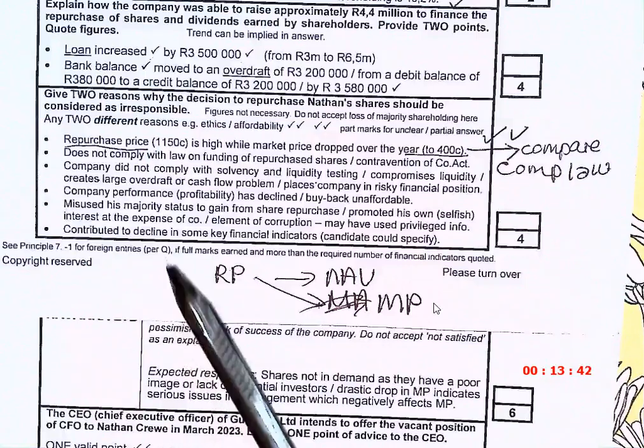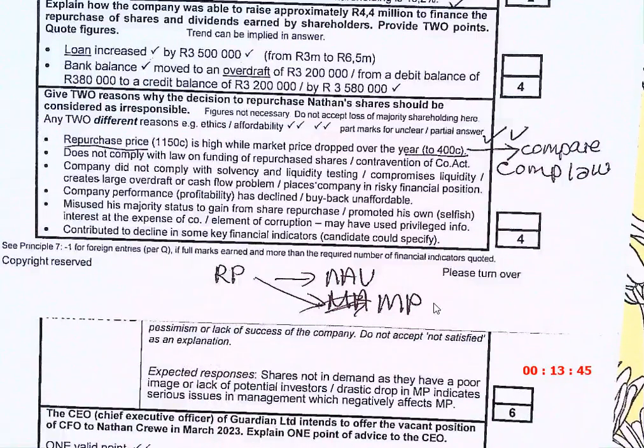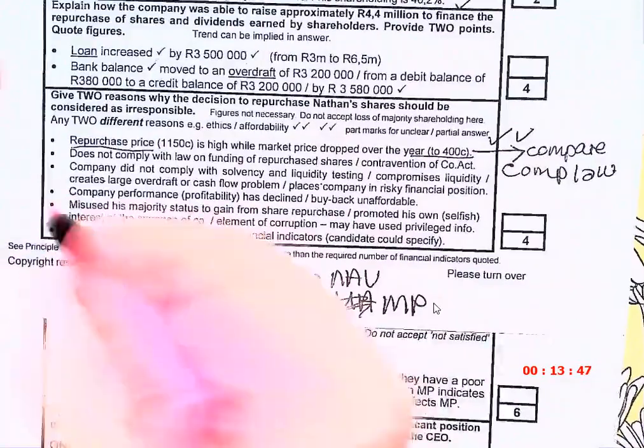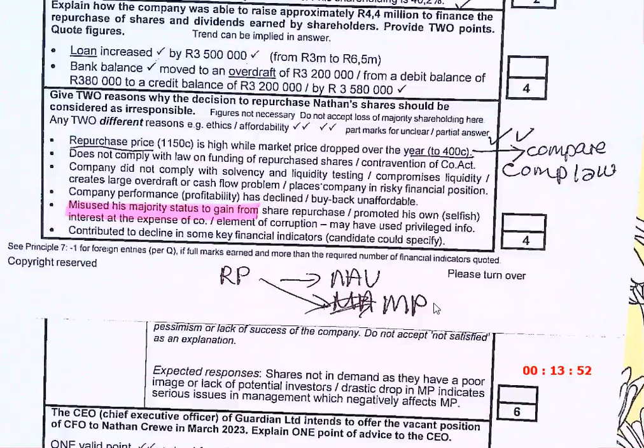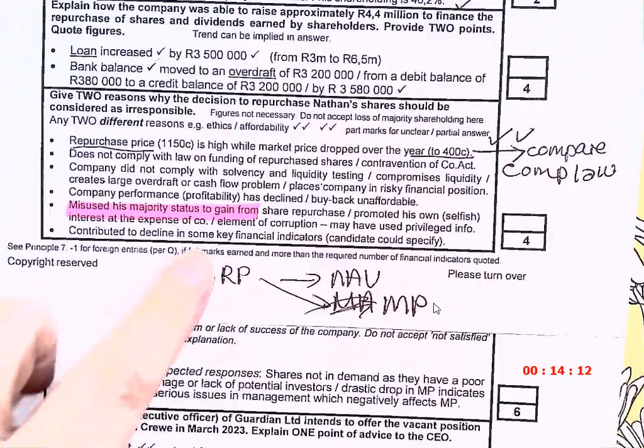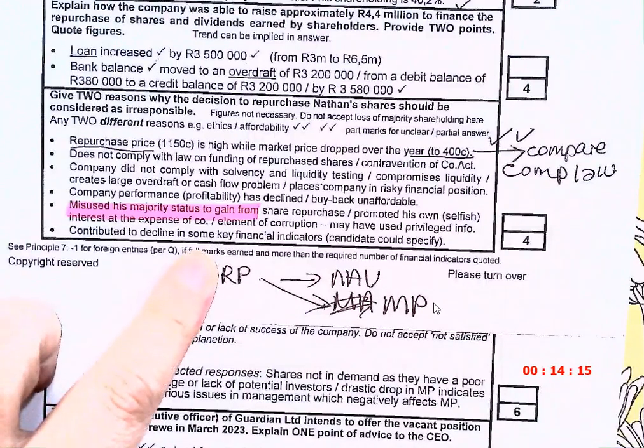He misused. Now look at this one. He misused his majority status. Remember, before the repurchase, who was the majority shareholder? He was. So who decided to repurchase the shares, even though it's not good for the company? The majority shareholder signed off on it. Okay? Do you think this is an ethical thing? No. Definitely not. Okay. Can you guys see how you have to start thinking when you do this?